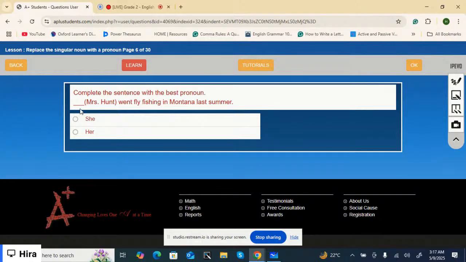As I've told you, you have to check is it the subject place or the object place. So decide accordingly. She or her. These two are the options. So pick one. Yes, she. This is the subject place, so we'll use she. She is the pronoun which can replace this noun, Mrs. Hunt. She went fly fishing in Montana last summer. Good job to those who gave the correct answer. Very well. Keep it up.